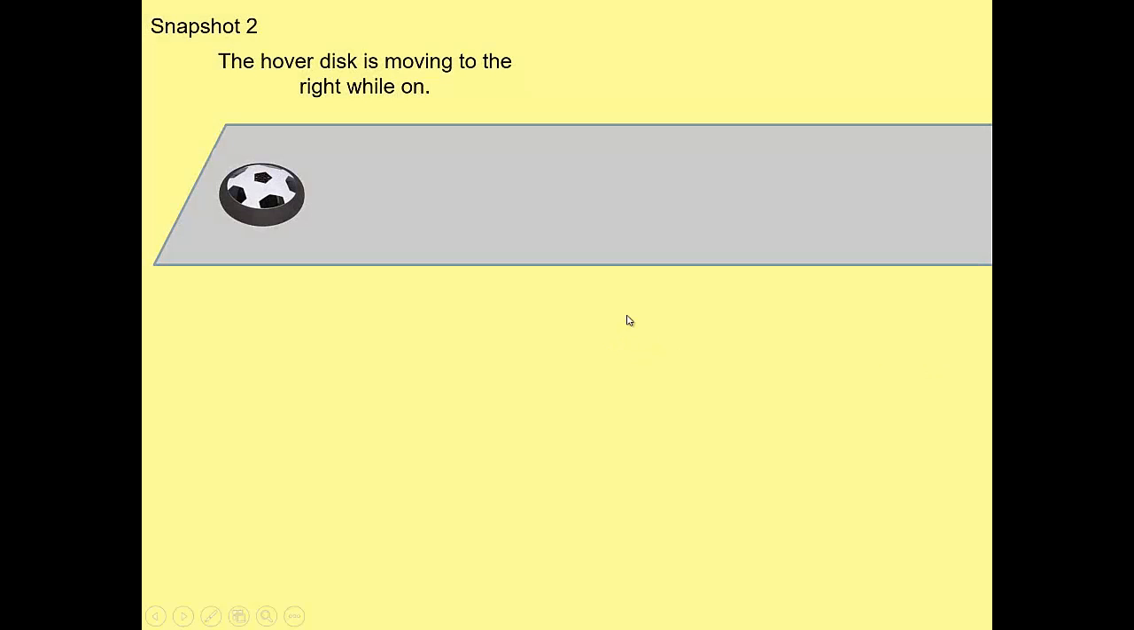Our second example, going to turn the hover disk on and give it a little push and then let it move across the table to the right. Now, I want you to take a mental picture of it when it's about here. You with me? When it gets to be about here, take a mental picture. Ready? Let's watch it again. And think about how we've seen a hover disk move.